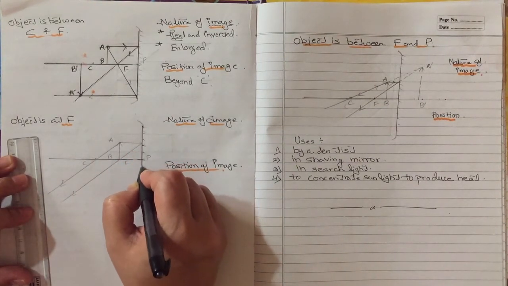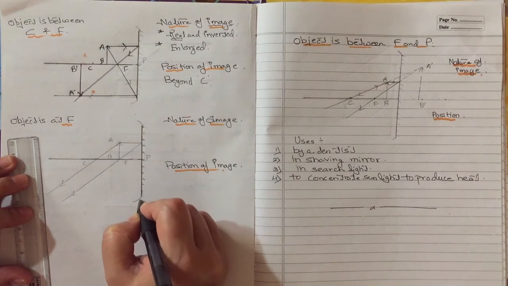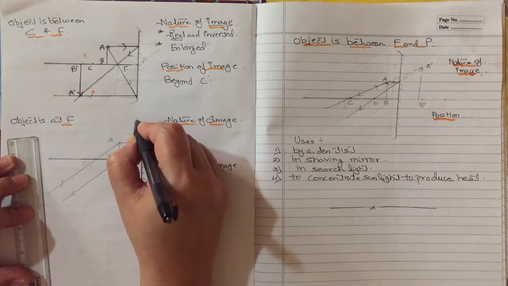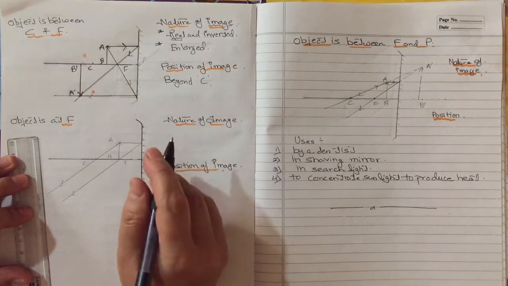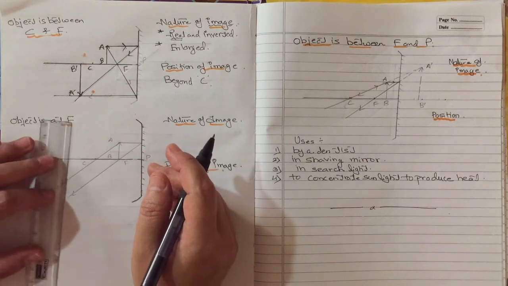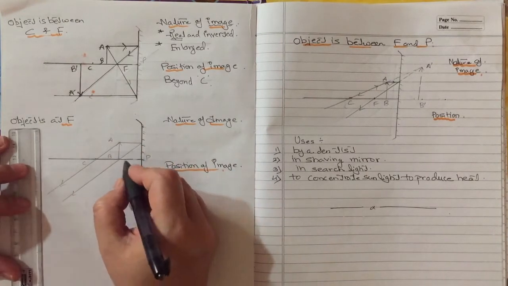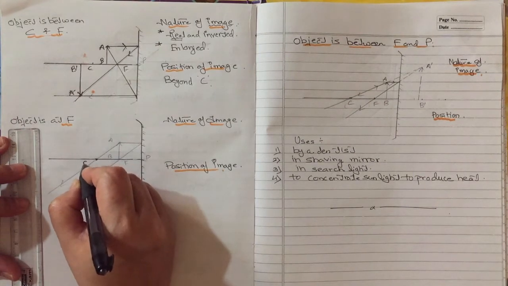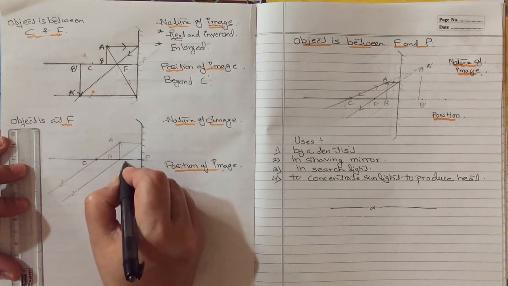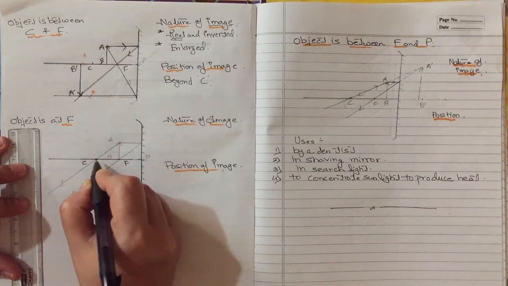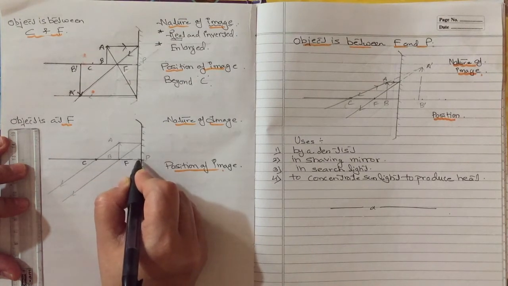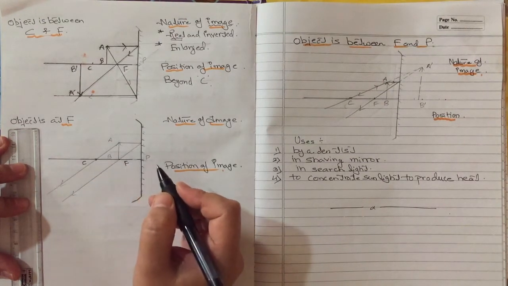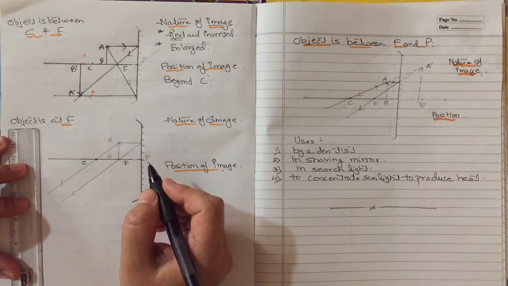This is the reflected surface. As I told you, just curve the corners so that you get a perfect image. Here the object is at focus. This is the center of curvature. This is the focus. I have taken C and P. The distance between C and P is 4 and the focus is at 2 centimeter, right?